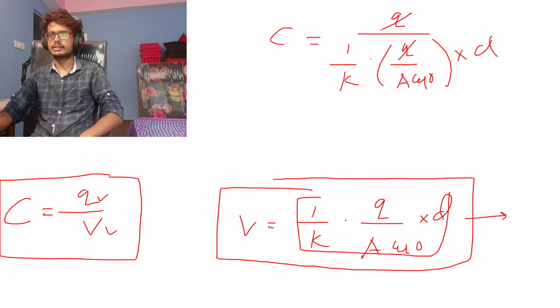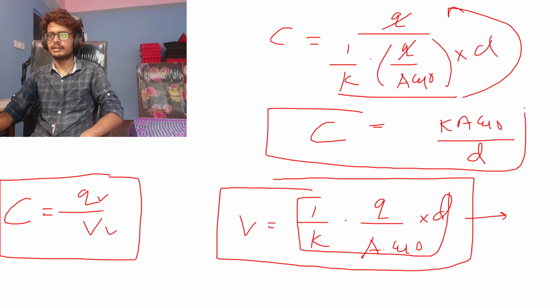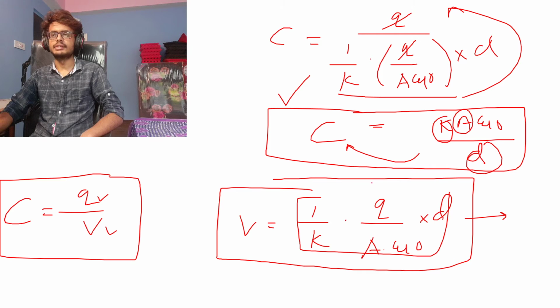So I can cancel this Q off. So this denominator will go to the numerator. So this will be K A epsilon naught divided by D. So this is the capacitance of a parallel plate capacitor. So this is a very, very important formula. Okay, so they can just provide you with K, right? They can provide you with area and D, and they'll tell you to find the capacitance of a parallel plate capacitor. So capacitance of a parallel plate capacitor is K into A epsilon naught divided by D.